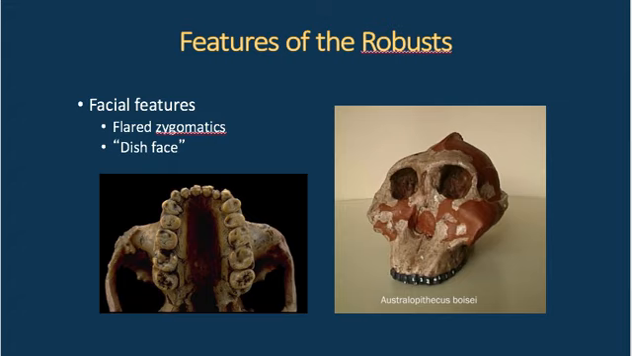So the dish face here is created by having these very wide flaring zygomatics. The picture on the left-hand side is from the bottom up. This is the upper tooth row here, and these are the zygomatics. This is just a different view of the same fossil. We can see that these cheeks are very wide, and it forms this dish face, giving a really wide aspect to the face.